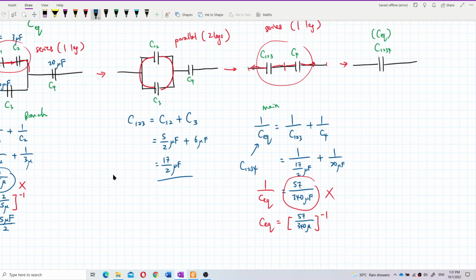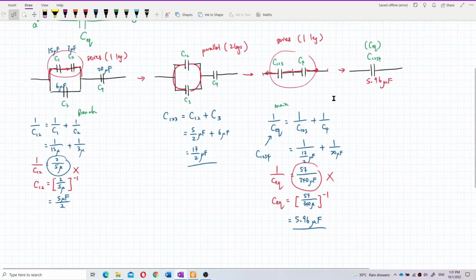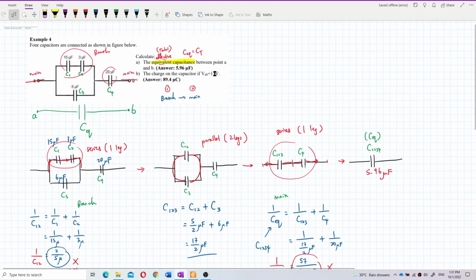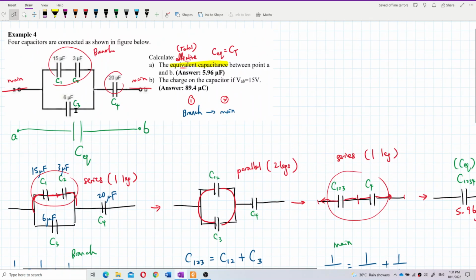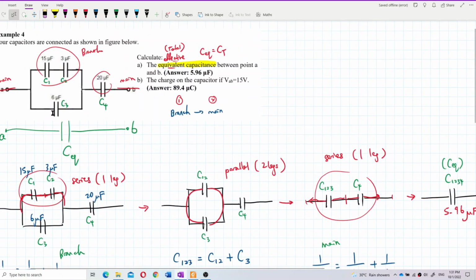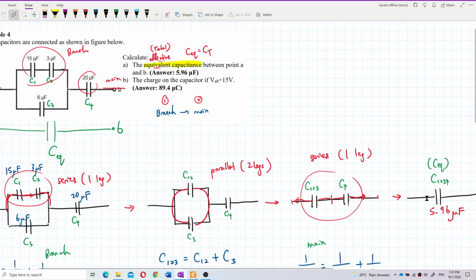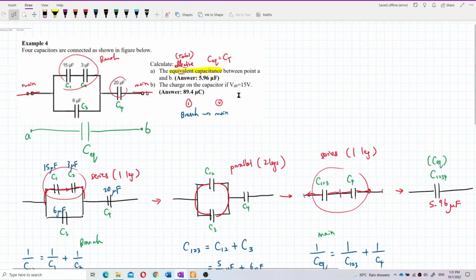Finally, then only do you get the correct answer, 5.96 microfarad. That's the final equivalent capacitance to represent the whole setup, the whole chunk of capacitors here. One capacitor to represent the four capacitors here. Understand? So that's the answer, 5.96 microfarad.